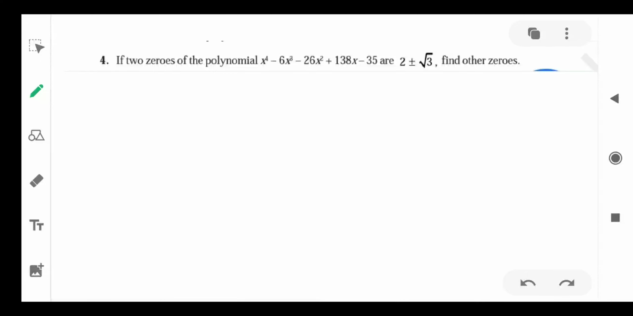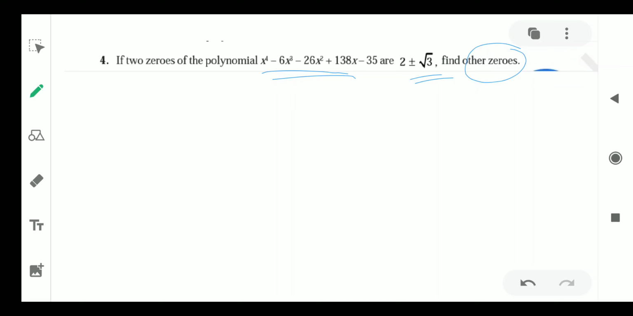Okay friends, problem 4, exercise 2.4. Two zeros of the polynomial x power 4 minus 6x cube minus 26x square plus 138x minus 35 are 2 plus root 3 and 2 minus root 3. These are the roots and this is the given polynomial. We have to find out the other zeros.